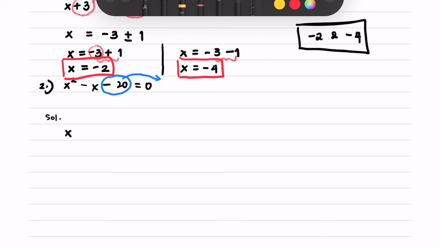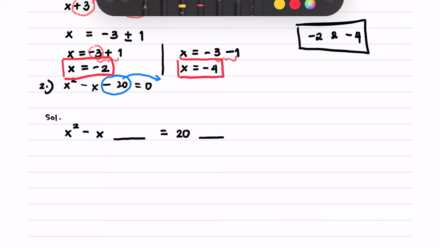So, we will have x squared minus x. Maglalagay ako ng space here equals yung negative 20 natin. Kapag tinranspose natin, magiging positive 20. I'm going to give space here after 20.